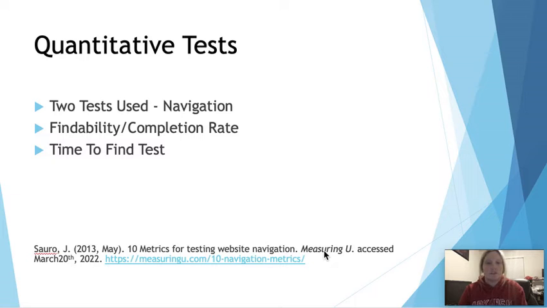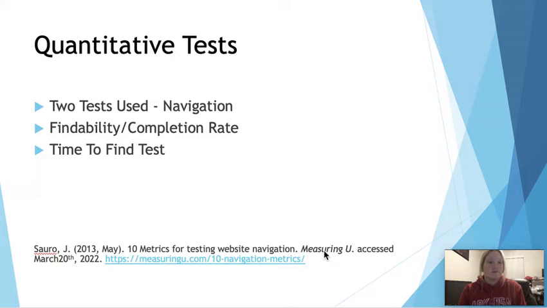For our quantitative test, we had two tests for navigation. There was the findability and completion rate test, and then the time to find test. Both of these came from Zero, where they looked at 10 metrics for testing website navigation. So I thought that these would be great tests to use for quantitative data.